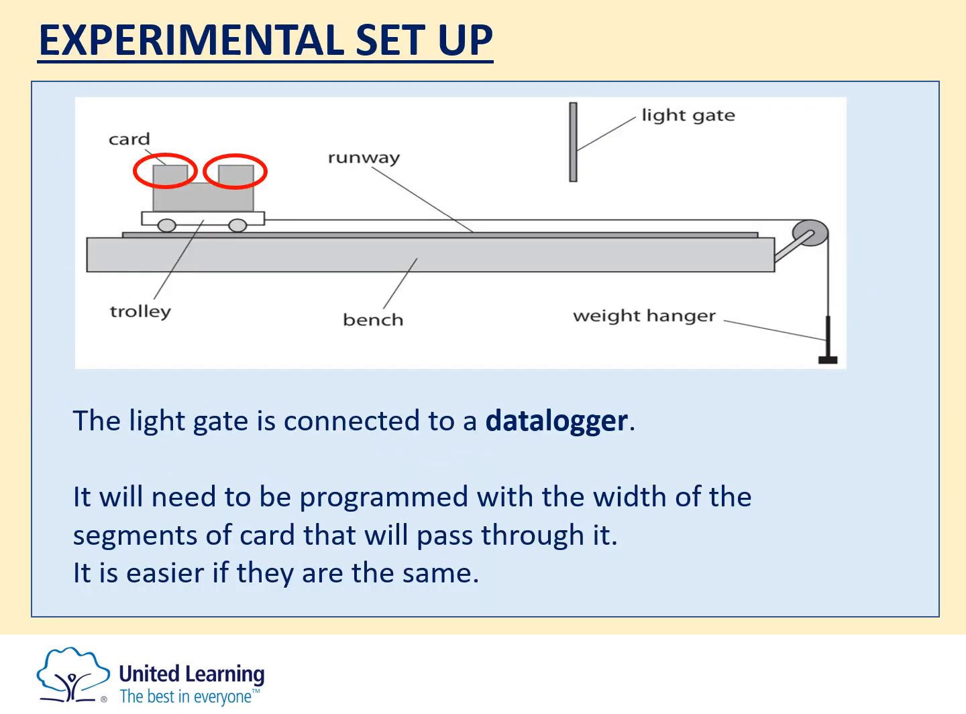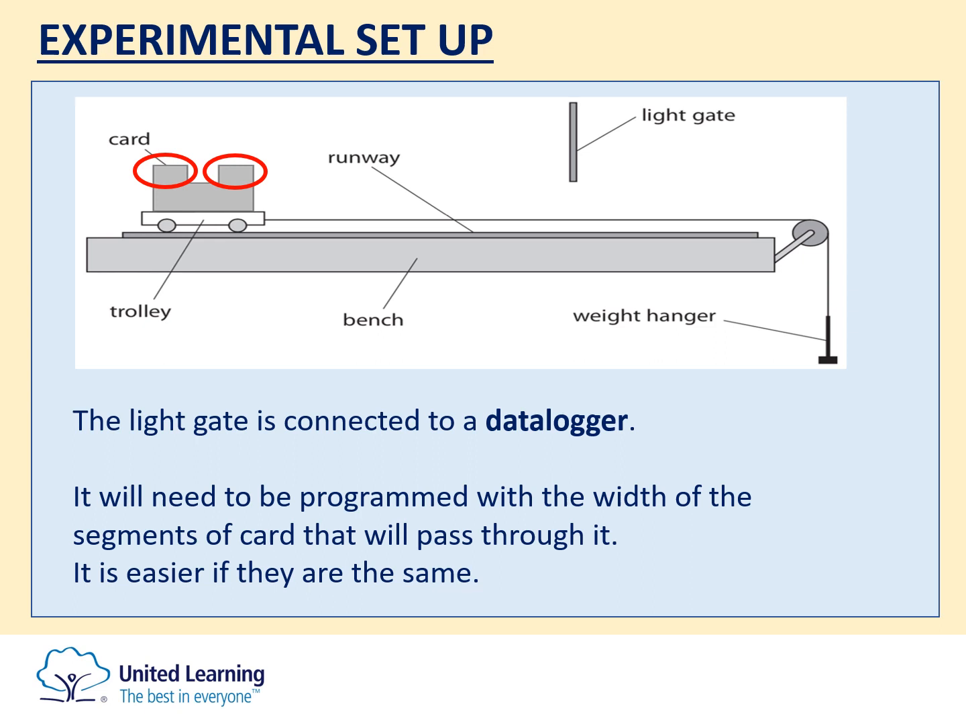So for the acceleration experiment, the equipment that you're likely to have seen already and used involves, as you can see from the diagram here, a trolley with a piece of card connected to it, and a runway for the trolley to run on. In our case, we used our desks. There's a weight hanger attached to a pulley at the end of the desks, which then could fall down to the floor. And there was a light gate connected to a data logger.